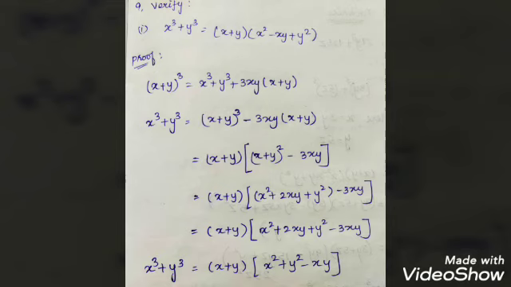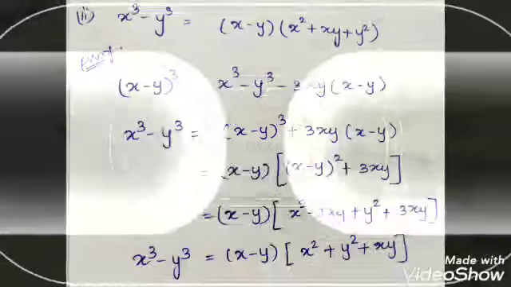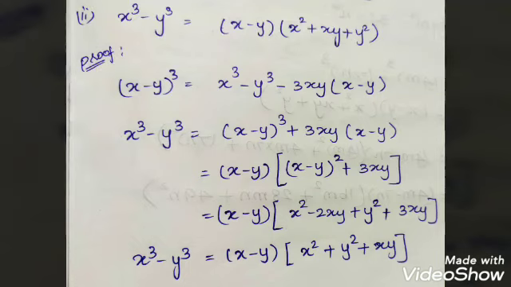(x plus y) the whole cube minus 3xy into (x plus y). Which one is common in both the terms? x plus y is common. Take that outside. So (x plus y) into ((x plus y) the whole square minus 3xy). Write the formula of (x plus y) the whole square: x square plus 2xy plus y square minus 3xy. If we simplify, what are we getting? x square plus y square minus xy. This is our x cube plus y cube.